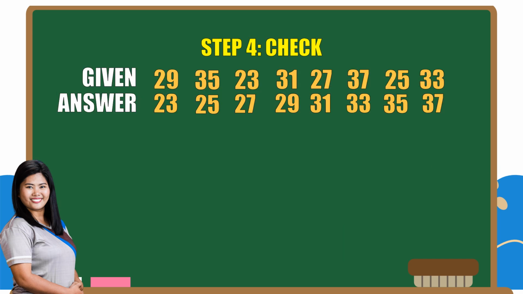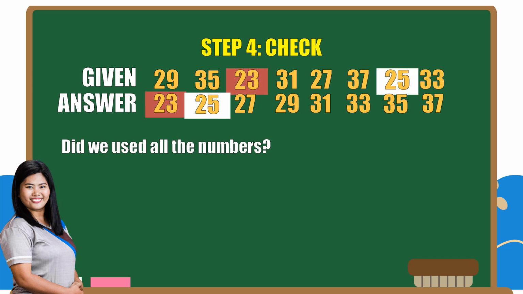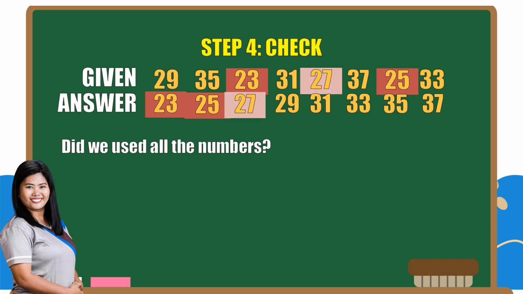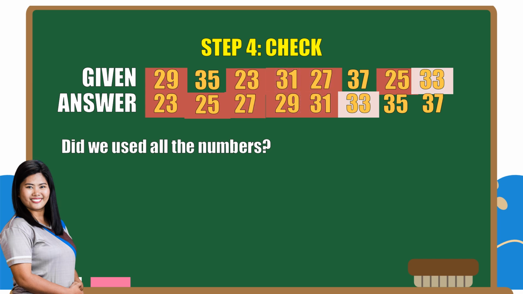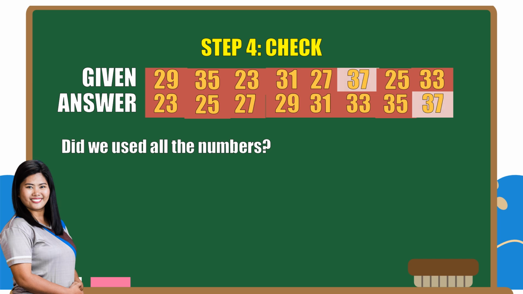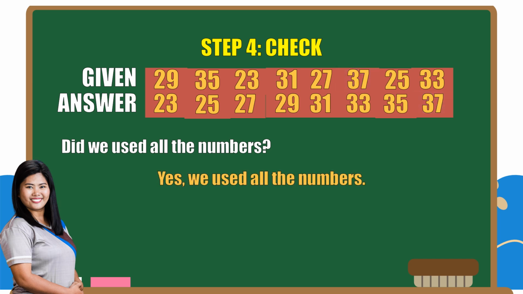Okay? For step number four, we have to check whether we use all the numbers based from our given and our answer. So let us see. We have 23, 25, 27, 29, 31, 33, 35, and 37. So our answer is yes, we used all the numbers.